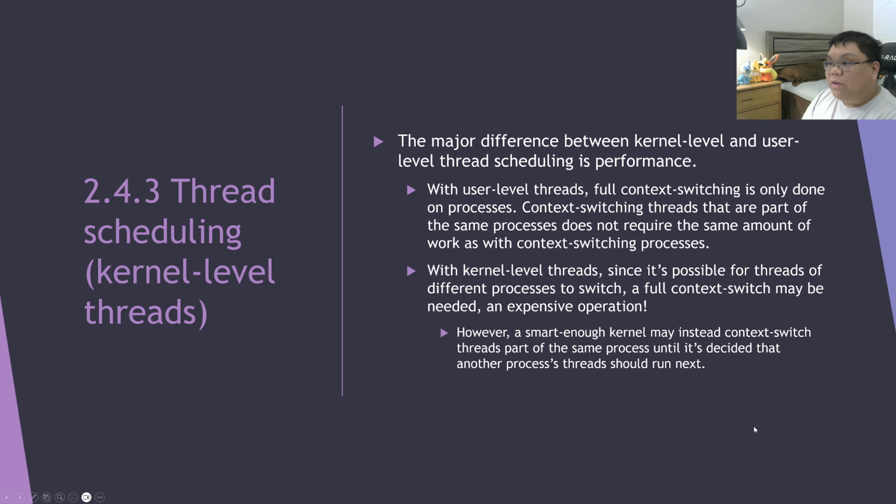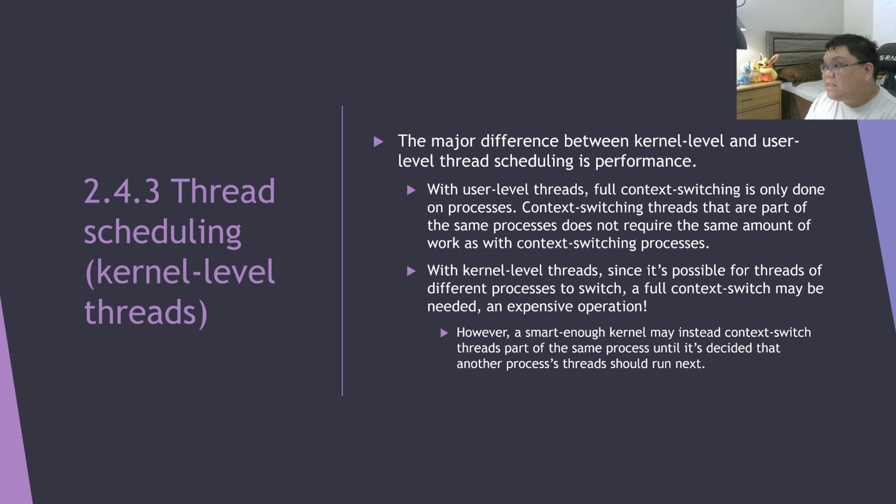So the main difference between kernel-level and user-level threads is scheduling. No. The main difference between kernel-level and user-level thread scheduling is performance. With user-level threads, full context switching is only done on processes. Context switching threads that are part of the same process does not require the same amount of work needed to context switch entire processes. Once again, context switching threads is easier than context switching processes as long as these are threads that are part of the same process.